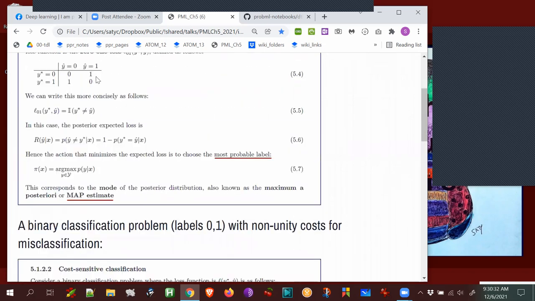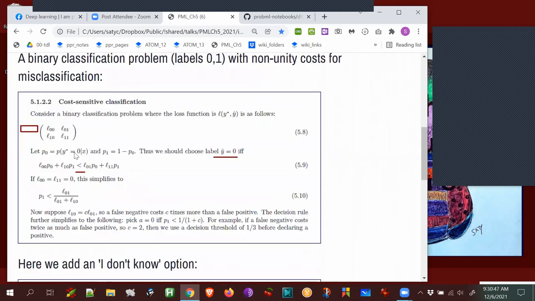So now you can make it a little bit more complex when you say these values for actual classification, correct classification, remain 0, the cost. But what about for the non-classification? Maybe they're not 1. Maybe they're actually a factor of each other. Maybe one of them is 2 times the other. That's what this example is.